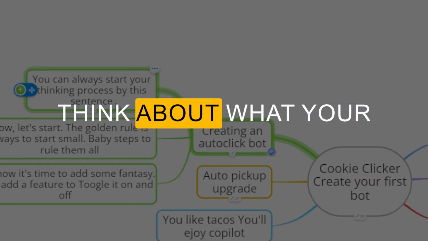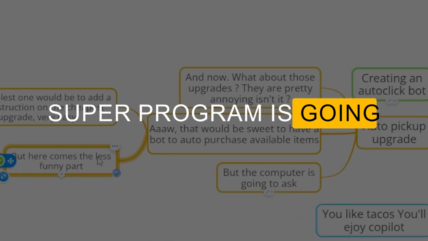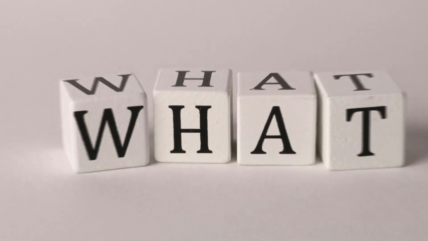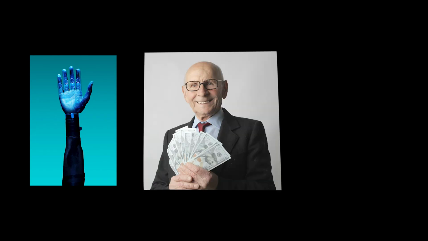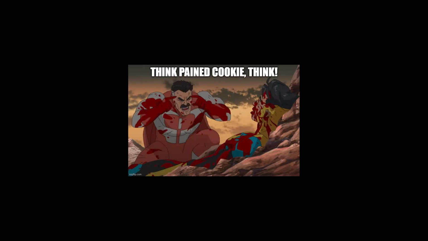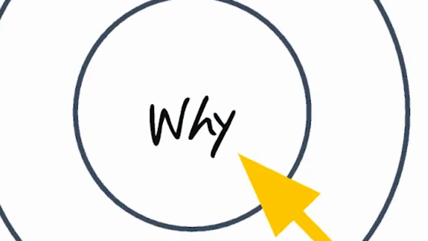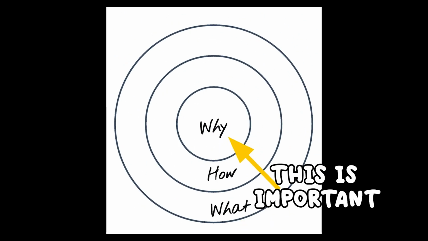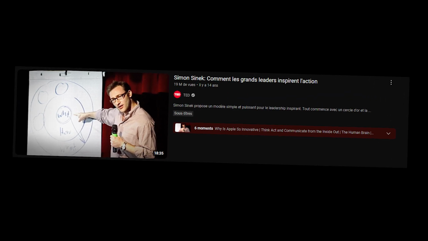Okay, think about what your super program is going to do. Write it down. What do we want to do? I want a bot, I want to become rich, I want to have tons of cookies. Well, if you think like this, coming up with a solution will be hard. The problem is that with this way of thinking, we are focused on the what, whereas we should focus on the why instead. Remember this little guy's golden circle? We are in it. Youpla! So let's try to find another way to describe them.